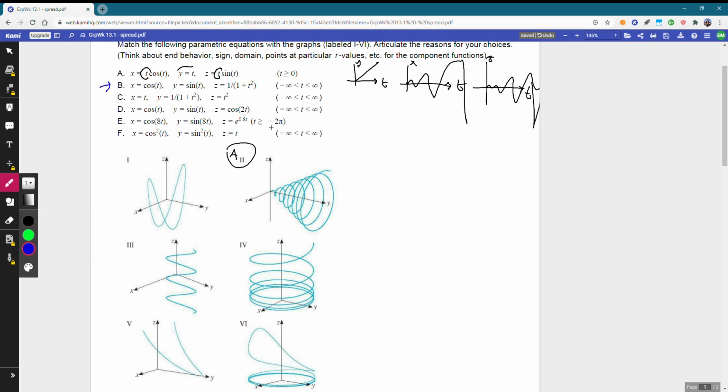Moving on to B, x and y are standard cosine and sine curves. So moving back and forth between -1 and 1. Also, if we wanted to, we could actually see that in the xy plane, right? Since we have this relationship that x squared plus y squared equals 1, we're actually moving around the unit circle in the xy plane. With the z direction, we have this rational function.